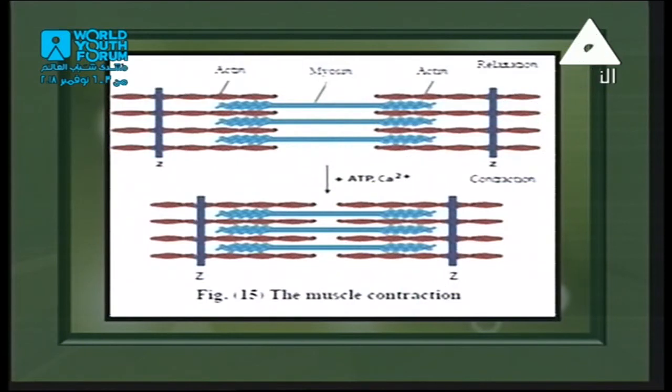This is the shape of striation, and it also shows us the difference between the actin filament and the myosin filament, and how the molecules of ATP hydrolyze to give us ADP and an extra substance. This is in the case of muscle contraction and muscle relaxation. The upper picture shows relaxation, where the Z lines are away from each other. On the other hand, the lower picture shows contraction, where the Z lines are close to each other.